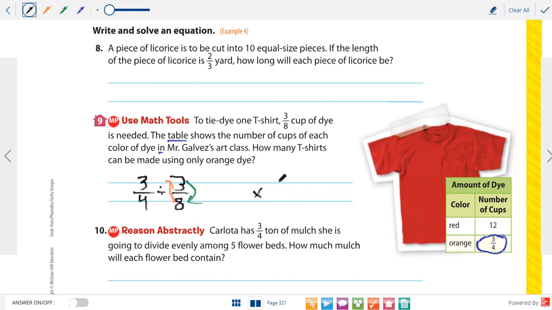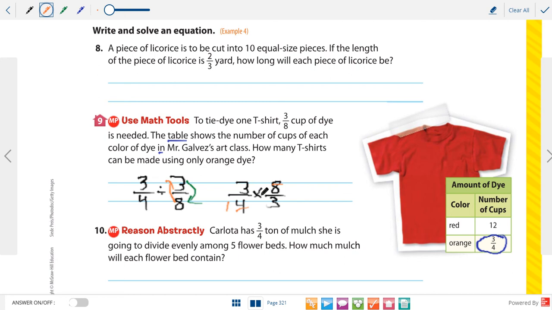So if I flip 3/8, it becomes 8/3. And then I'm going to multiply that by 3/4. The dividend will always stay the same. I won't change it. Okay, so then I can cross reduce here, and here and here.